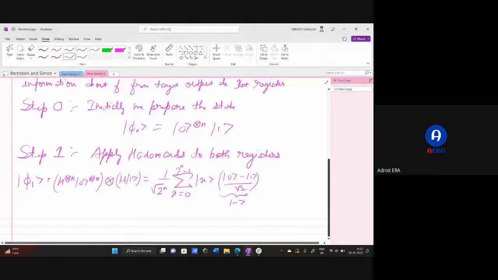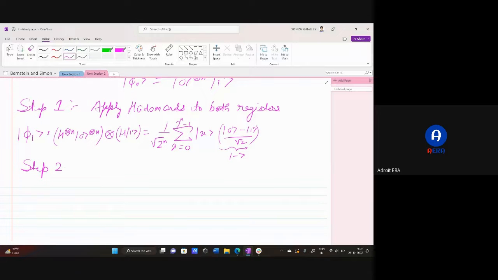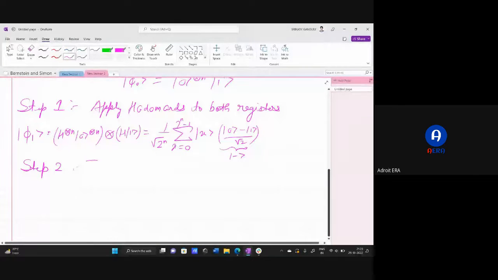Now what will happen with step 2? The unitary oracle will be applied, and this time it is a dot x. Remember that. This time the unitary is a dot x, where a needs to be found. So it is not some generic thing. This time we have a specific criteria we are following. Linear function.